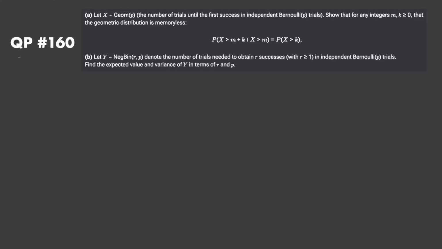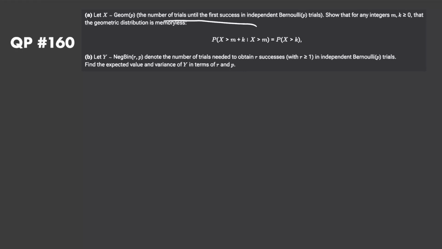Hello everyone, today let's take a look at QP160, just basically showing the memorylessness of the geometric in part A, and then in part B we're just going to basically derive the expected value and variance of the negative binomial distribution.